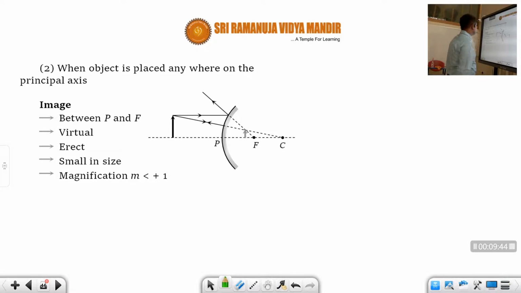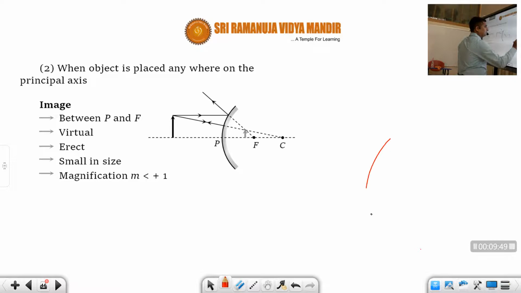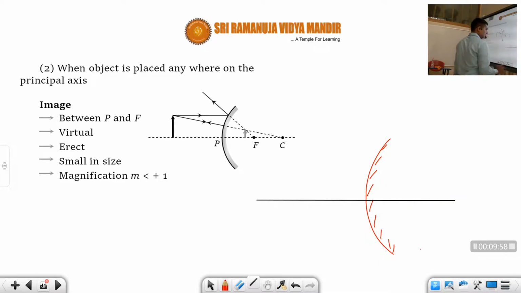Students, now let us see here. Let us take a simple convex mirror. Let us say this is convex mirror. Now let us see the principal axis. Let us take this is the principal axis.